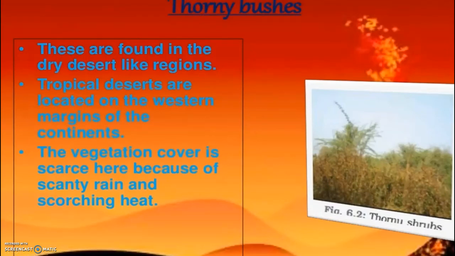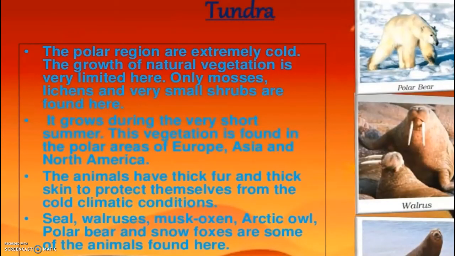Then thorny bushes. These are found in dry desert-like regions, and the vegetation cover is scarce here because of the scanty rain and scorching heat. Then the next one, tundra vegetation. The polar regions are extremely cold, and tundra vegetation is mostly found in these polar regions. The growth of natural vegetation is very limited, and the animals have thick fur and thick skin to protect themselves from the cold climatic conditions.